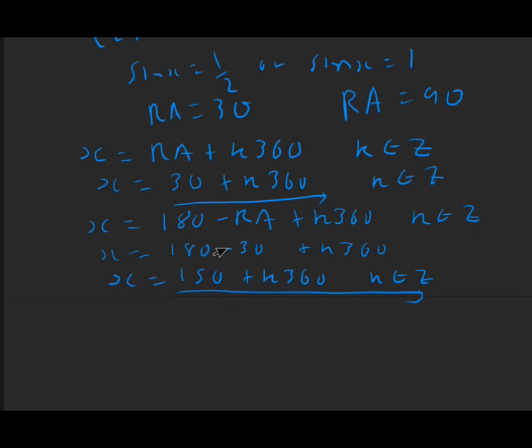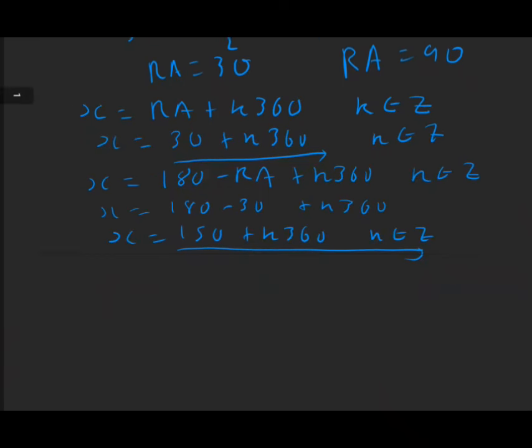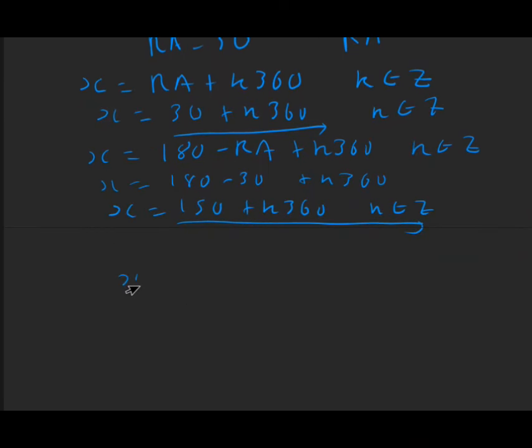So these are the two general solutions for this particular angle. But now, because we've got two answers, we're going to have two pairs of general solutions. So we have to get another two. So here our reference angle is 90, right? So our formula is x equals reference angle plus k 360, and k is an element of integers.